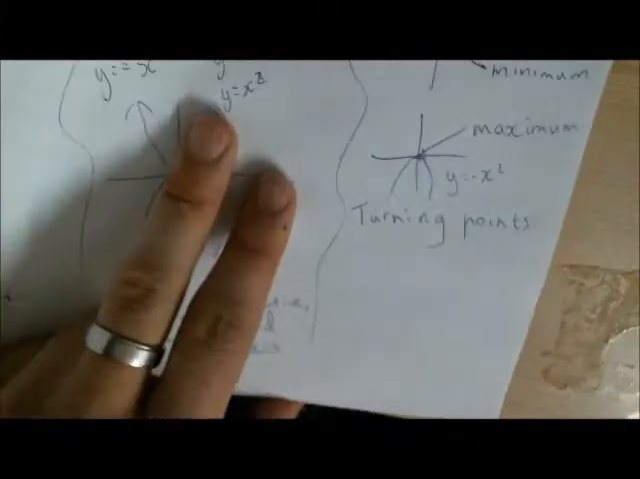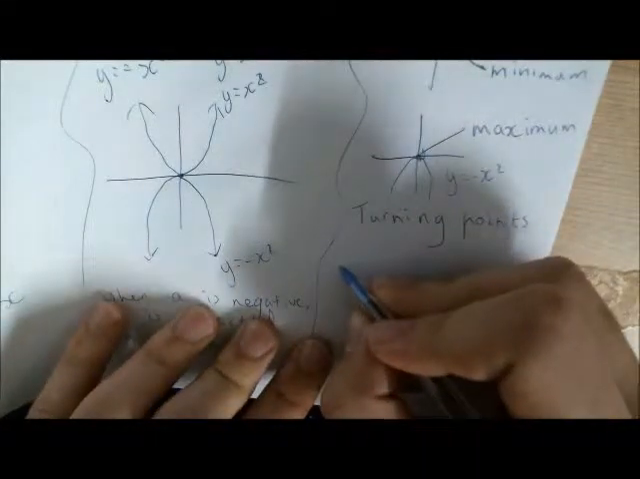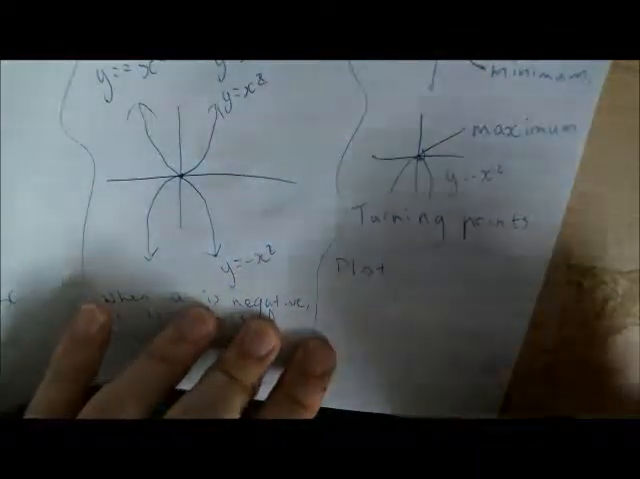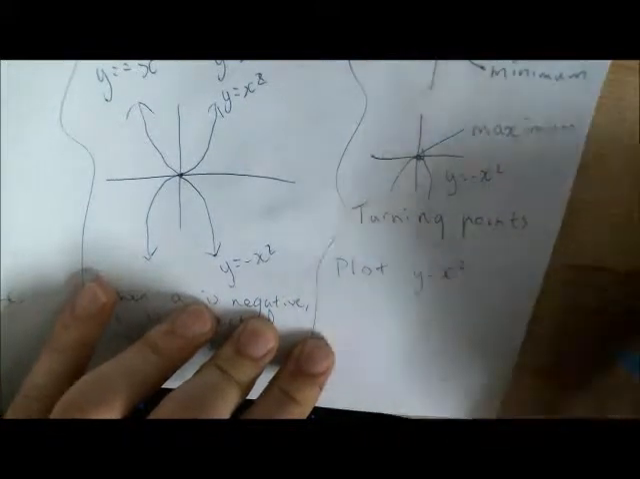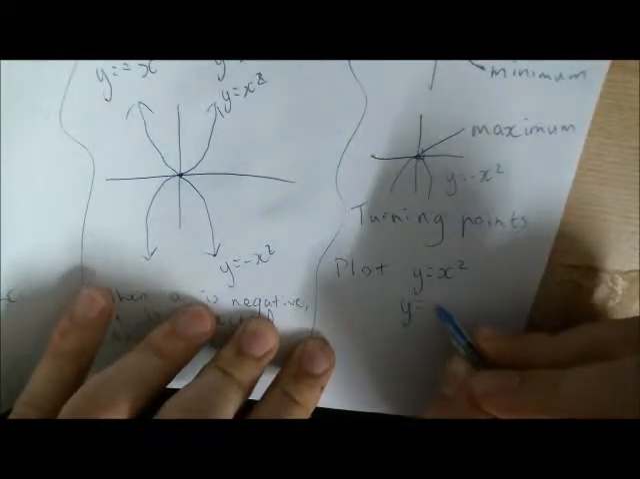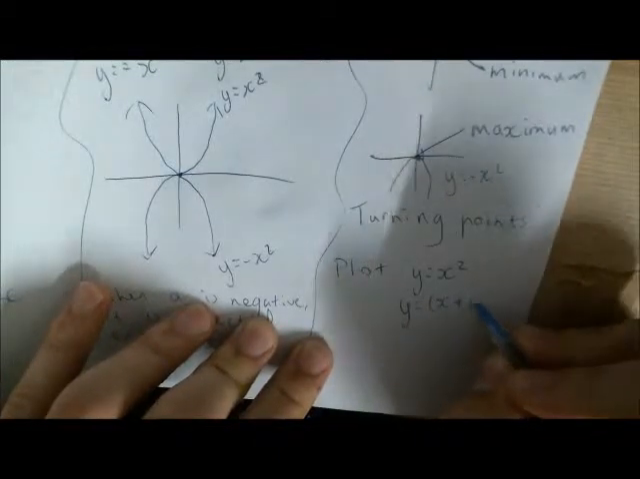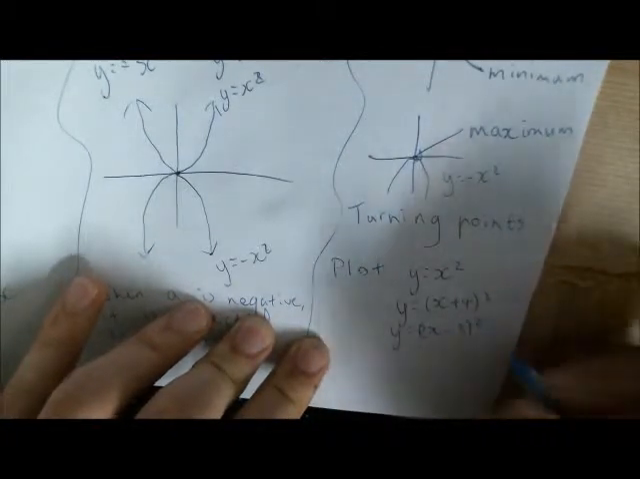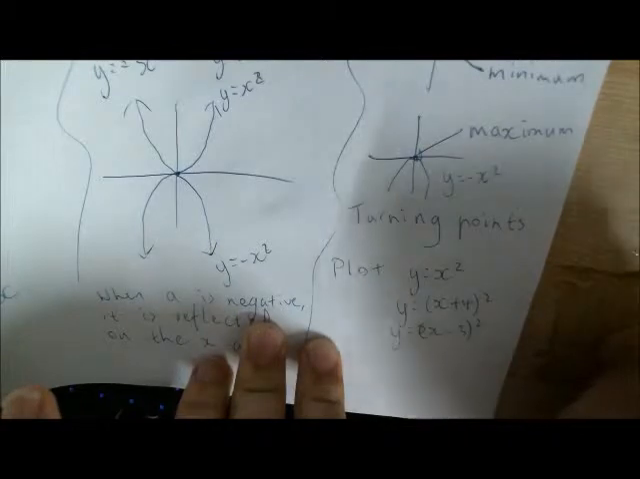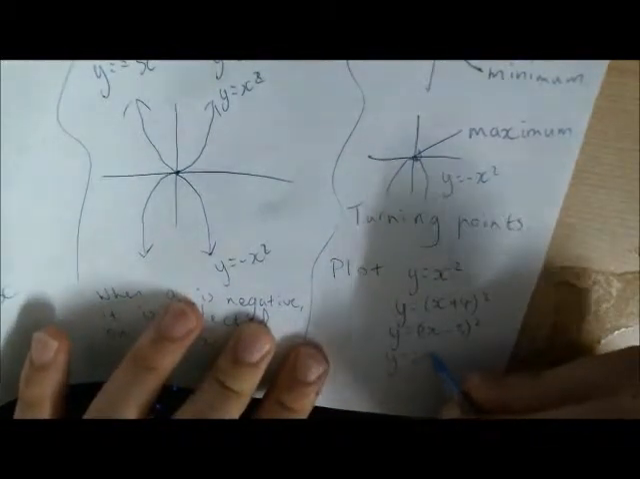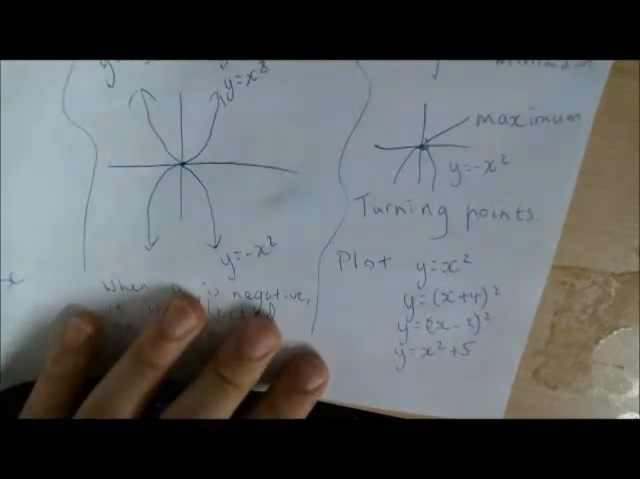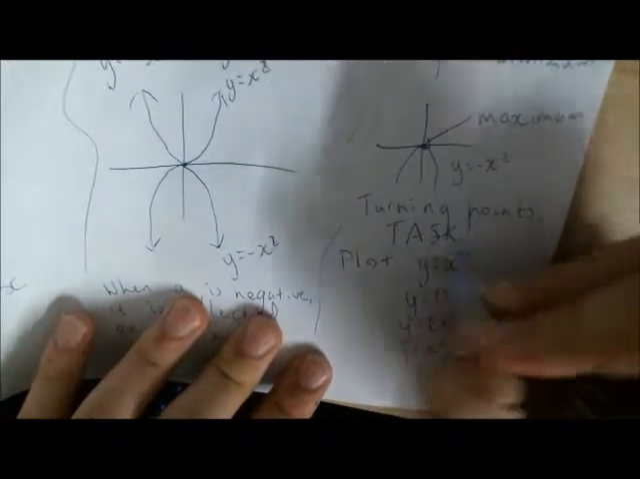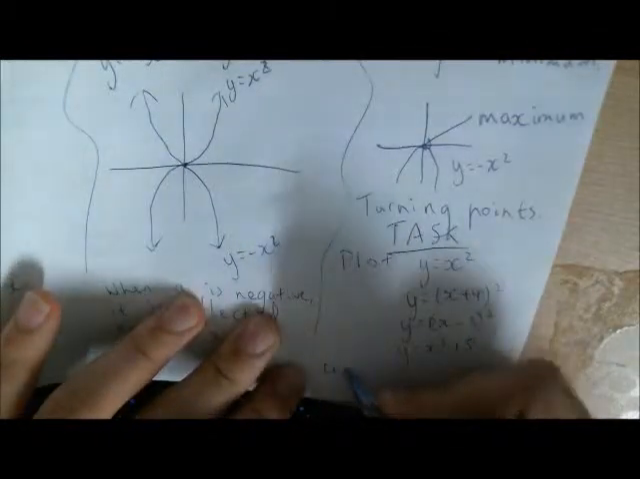Now, what I would like you to do is plot y equals x squared, y equals (x plus 4) squared, y equals (x minus 3) squared, and y equals x squared plus 5, all on the same axis. So this is your task. And then comment on what happens.